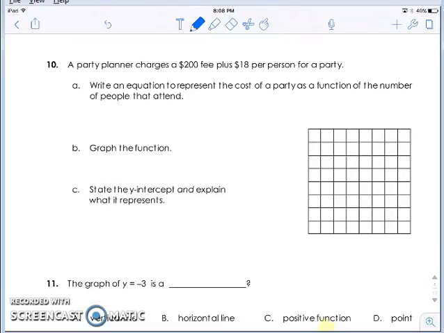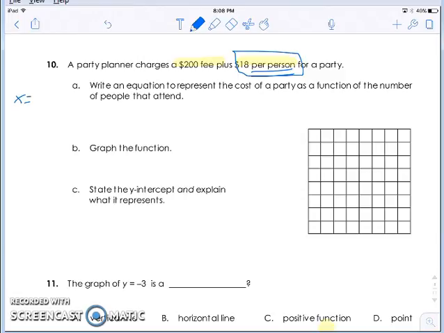Alright, so we have a word problem here on number 10. The important things I notice are the $200 fee and the $18 per person. Notice this is per person, this is a rate. The other thing is not a rate. This is going to be your slope, the 18 per person.